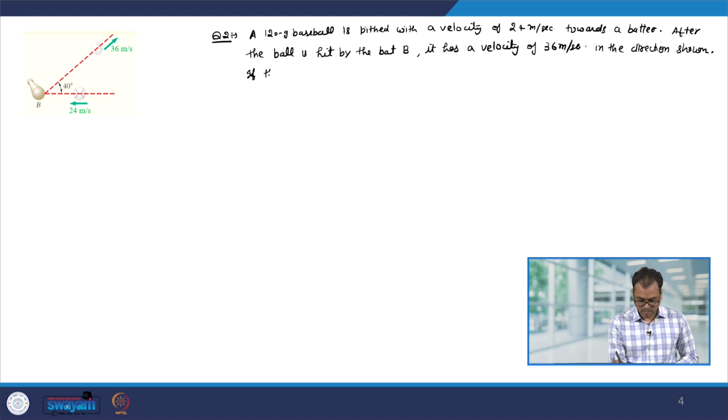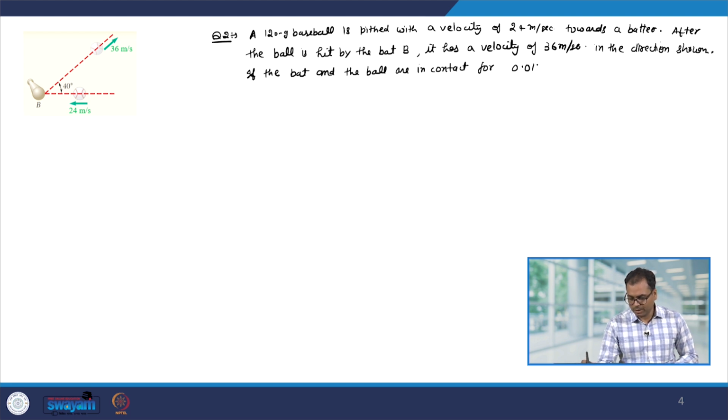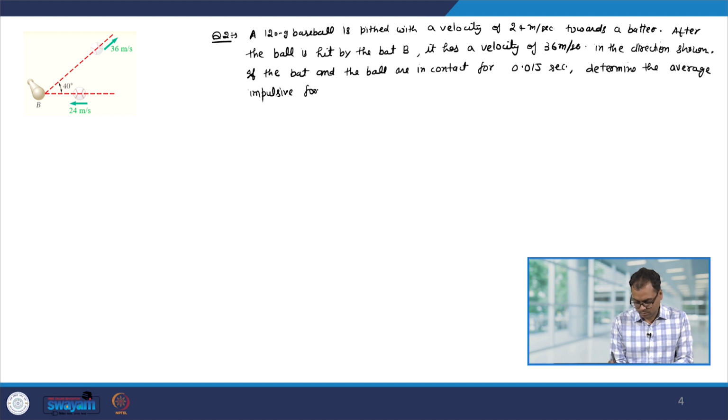If the bat and the ball are in contact for 0.015 second, determine the average impulsive force exerted on the ball during the impact.